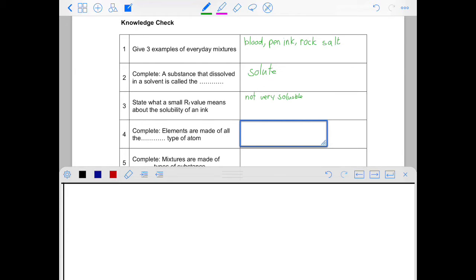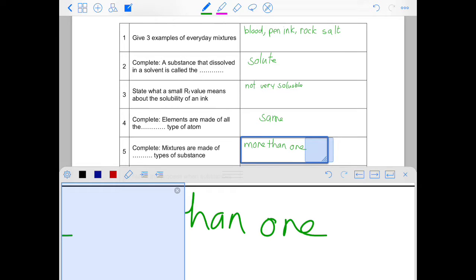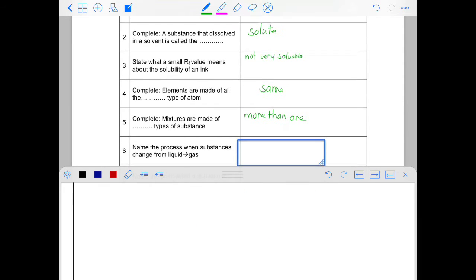Elements are made up of all the same type of atom. Mixtures are made up of more than one type of substance, or multiple types of substances.